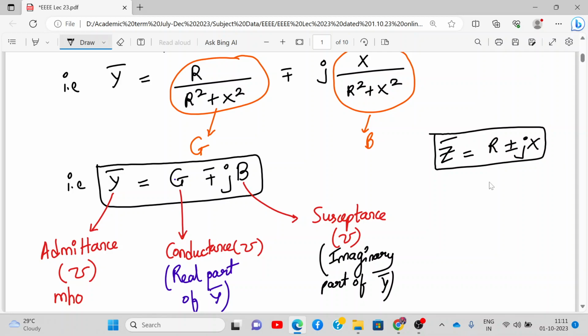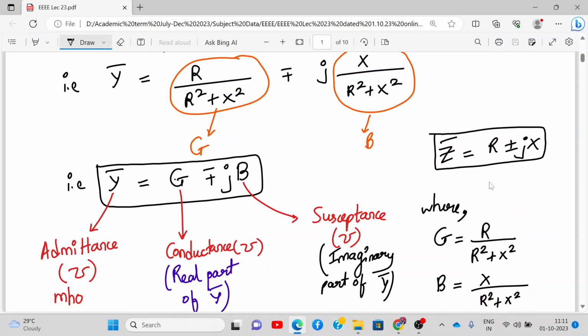What is G given by? G is called conductance and B is called susceptance, where G is given by R upon R square plus X square, and B is given by X upon R square plus X square. So please write it down. This is very important. All the terms are new to you, so please note them down. Completed up till here?